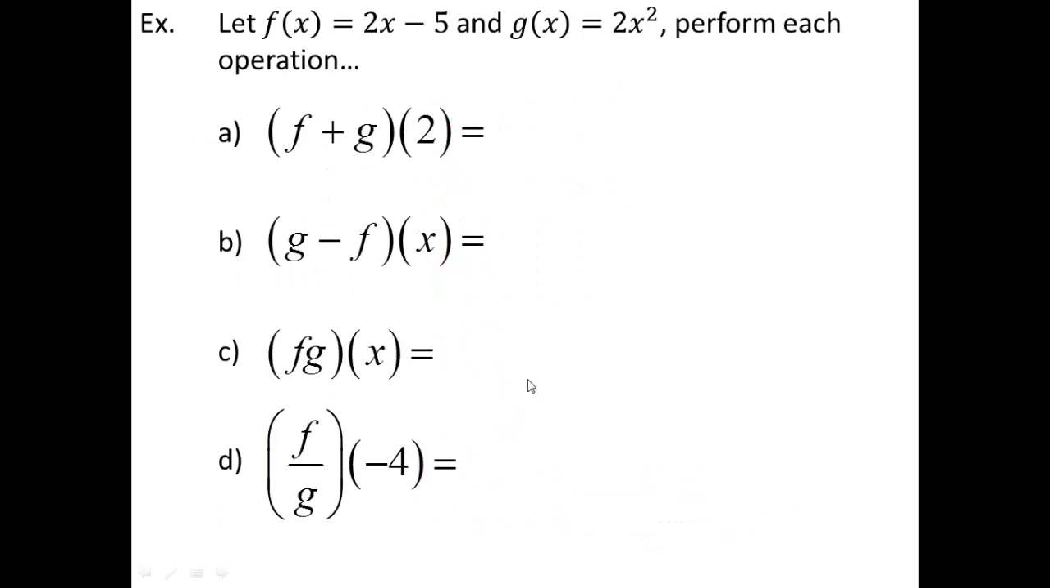So let's look at some examples. Here are two functions. F of x equals 2x minus 5, g of x equals 2x squared. I want to perform each operation. Why don't you give each one a try and then hit play when you're ready.